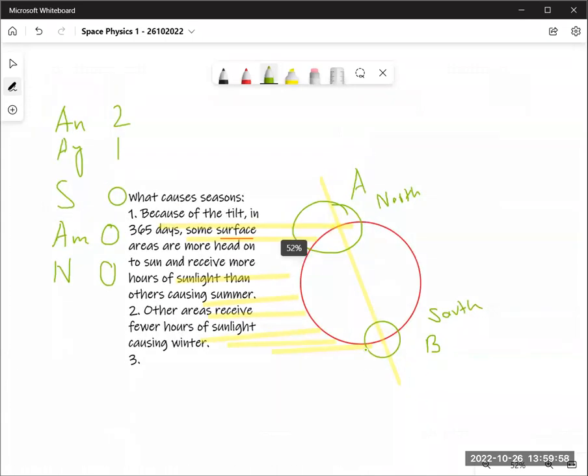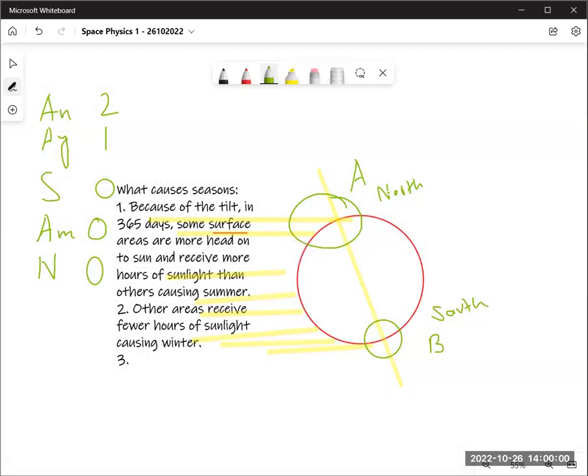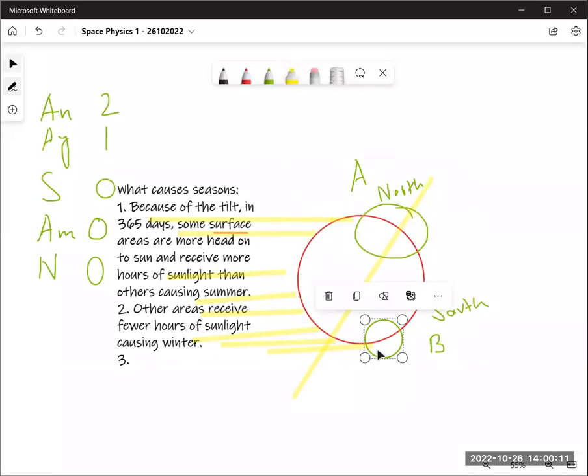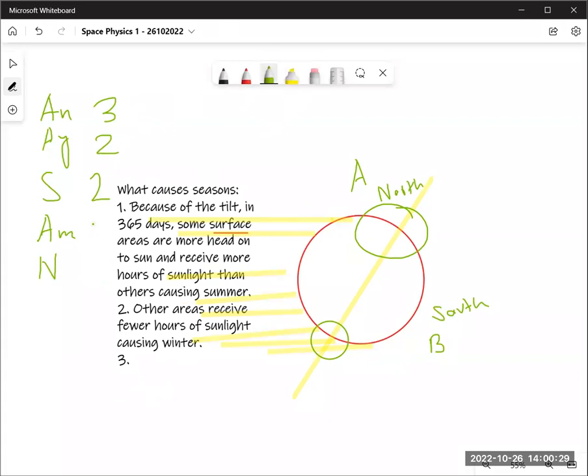Now, A is getting more, so north is facing the sunlight. Fine. But if I rotate it a bit differently, now which side is getting more sunlight? Quick, first one to get the answer. B. I think Shreya was first. Then Ayan, Amina, and Neha. Yes, sir. So 3, 2, 0, 0.